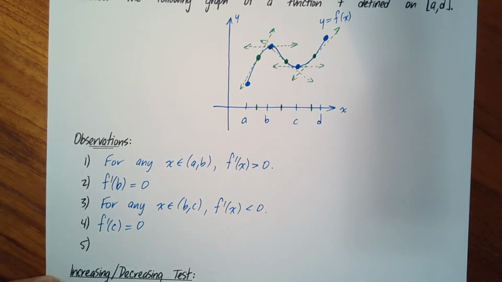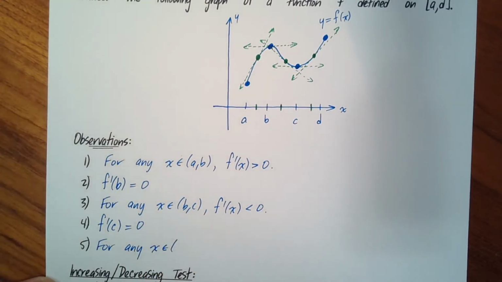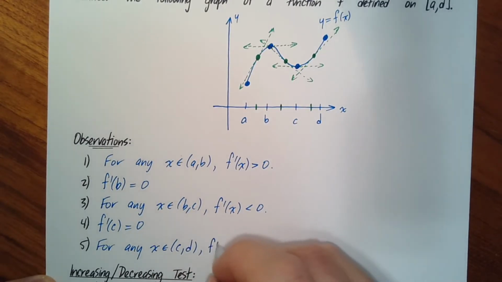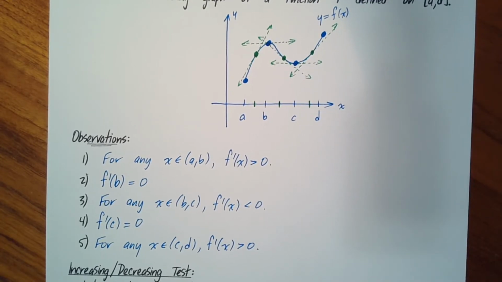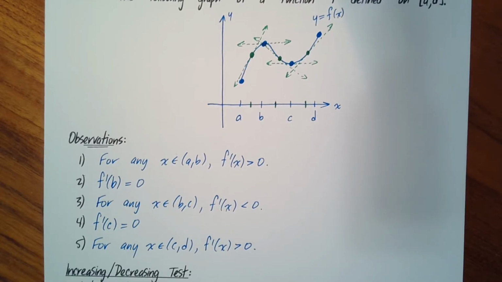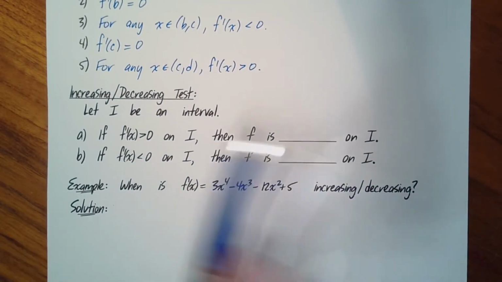So our last observation will be for any x in the open interval c to d, f prime of x is positive because the slope of that tangent line is positive. Okay, and this is really the motivation for the following test, which I'm about to write down, which is called the increasing-decreasing test.